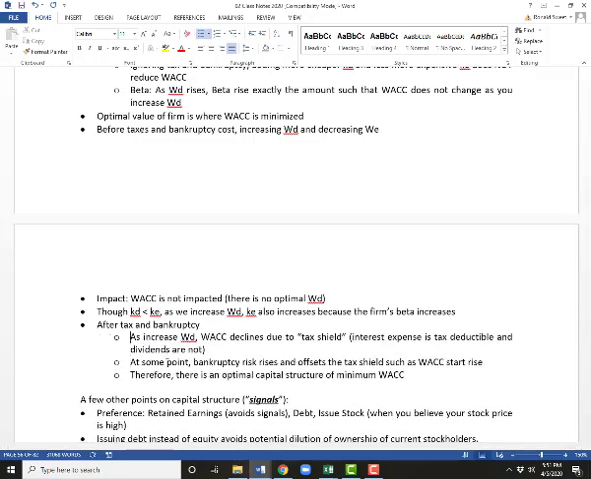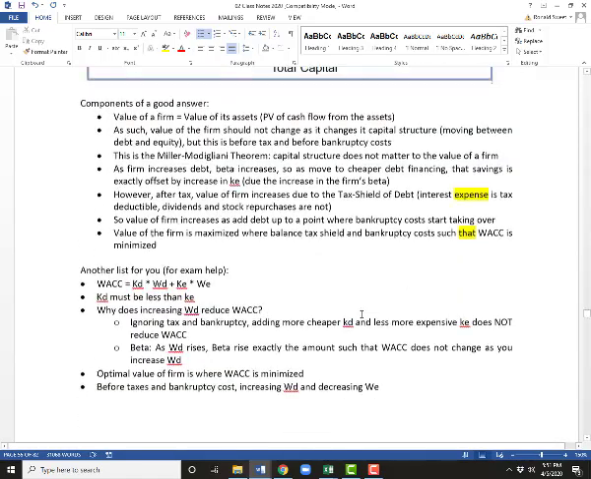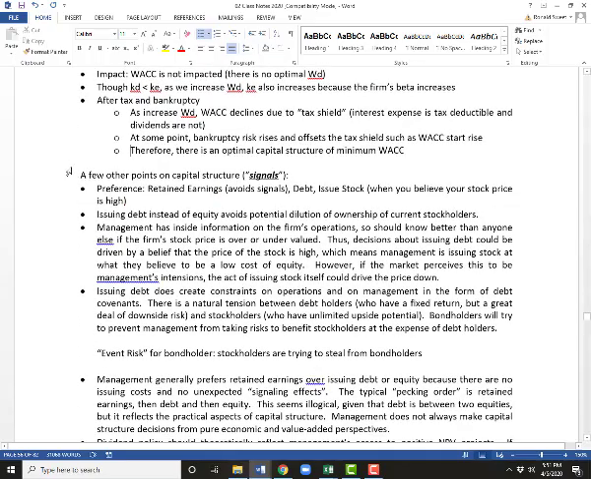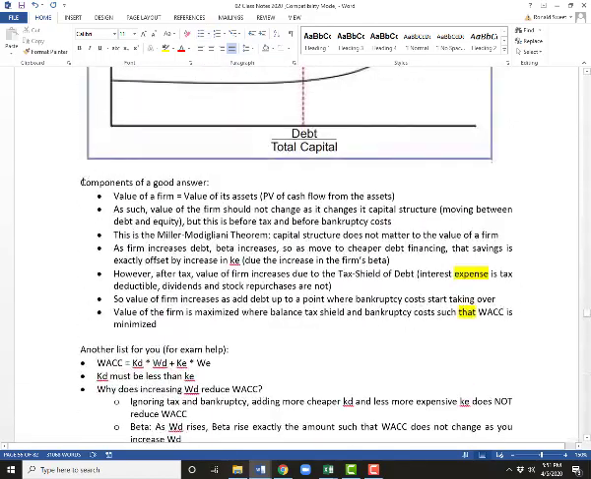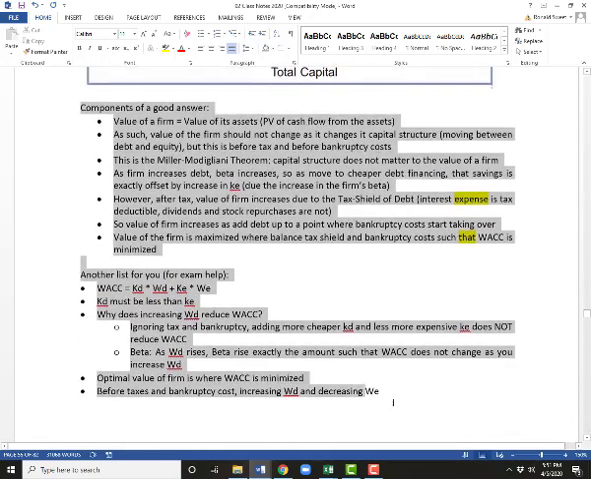After tax, with an increase in WD, WACC declines only because of the tax shield. At some point, bankruptcy rises. Therefore, the optimal is the minimum WACC. I think there are similar things in there. One of these days, I'll do a list where they're combined. So you should be able to somehow combine these. There's some overlap and there's some extra in there.